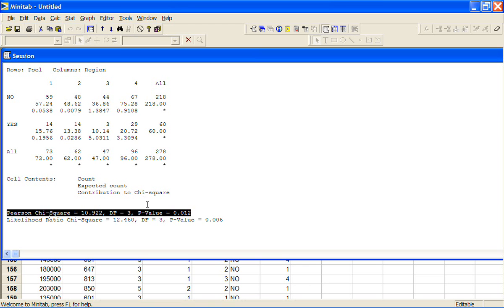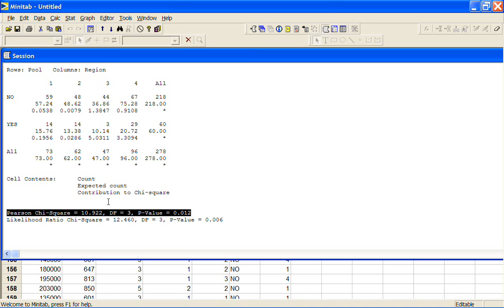Now the null hypothesis is that these two variables are independent of each other. So whether or not you have a pool has no relationship to what region your house is in. The p-value here is quite low, 0.012. So there's a 1.2% chance of getting this data if this hypothesis was true. That would lead us to believe that the hypothesis maybe is not true and that some regions are in fact more likely to have a pool than others.